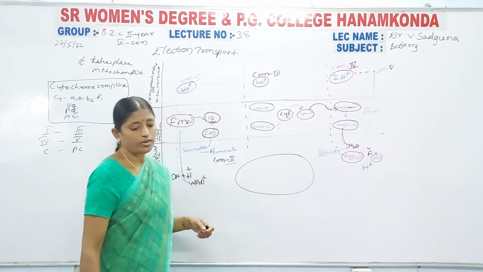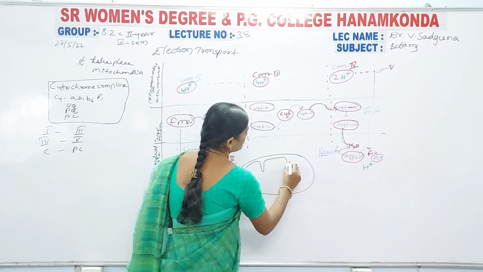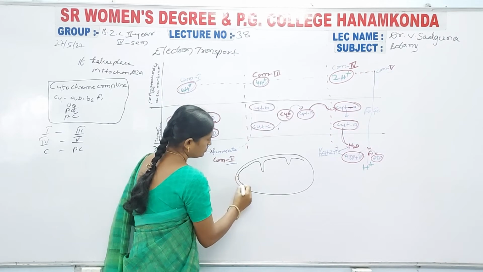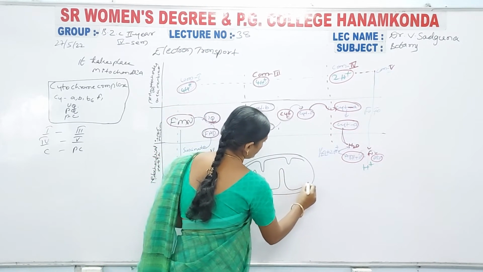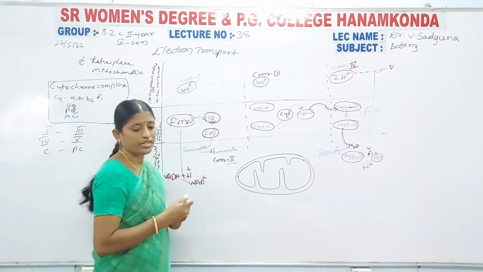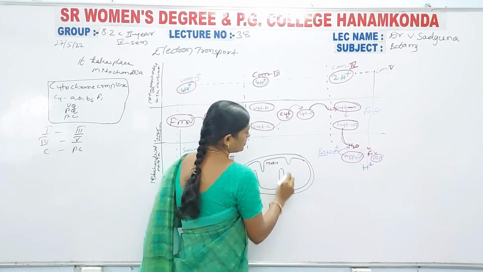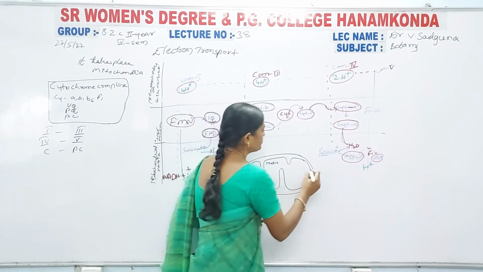Then the mitochondrial matrix is also involving in the mitochondrial matrix. Here often the matrix. Then the most of inner membrane space.